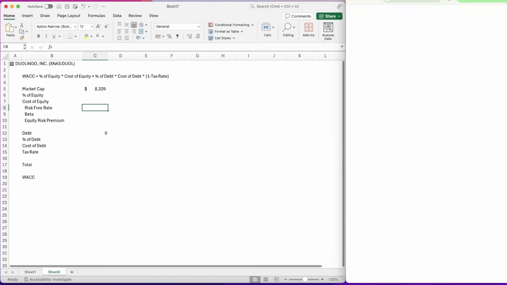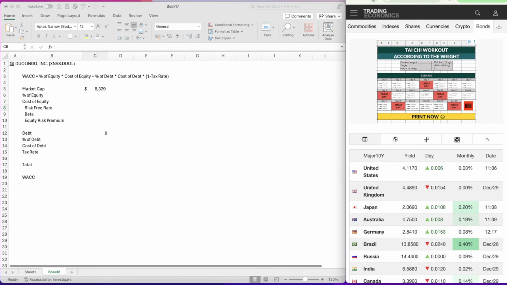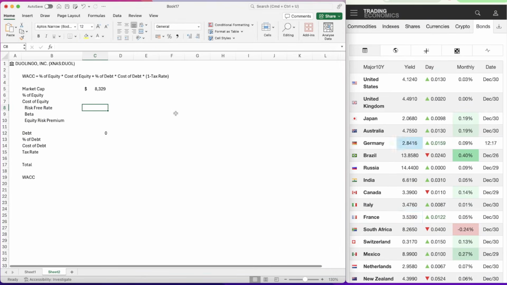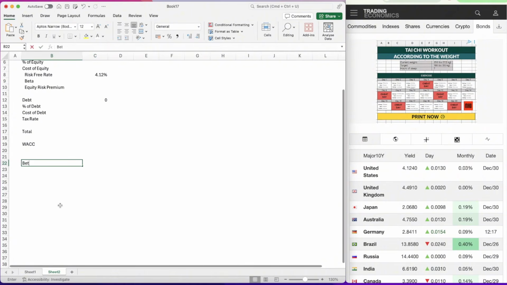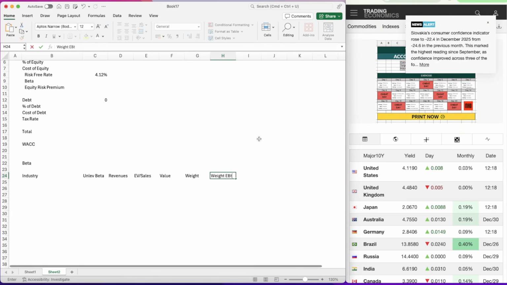That we know, the risk-free rate. That's the UK one. The US is 4.124%. The beta, we will build that out now. For that, we need to know the industry, the levered beta, revenues, EV to sales, the value, weight, and then weighted beta.